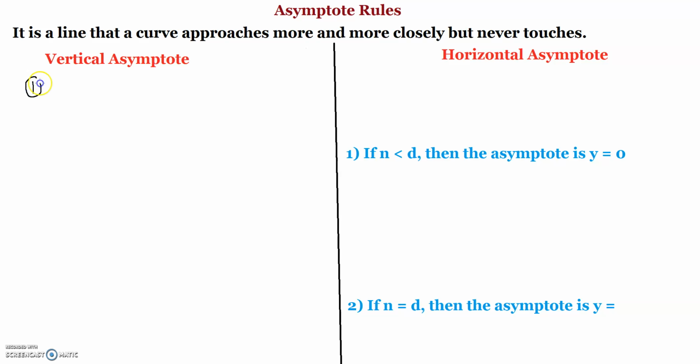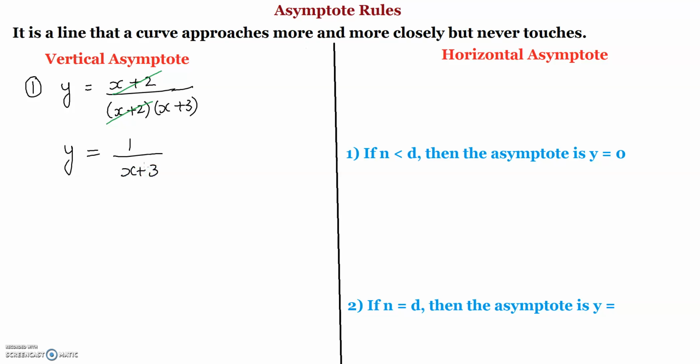The first example is y equals (x plus 2) over (x plus 2)(x plus 3). I'm going to cancel out the like terms. In this case, it's x plus 2 and x plus 2. And what we have left here is y equals 1 over x plus 3. Then, whatever I canceled out, which is x plus 2, I'm going to set that equal to 0. So x plus 2 is equal to 0, and solving for x gives minus 2.